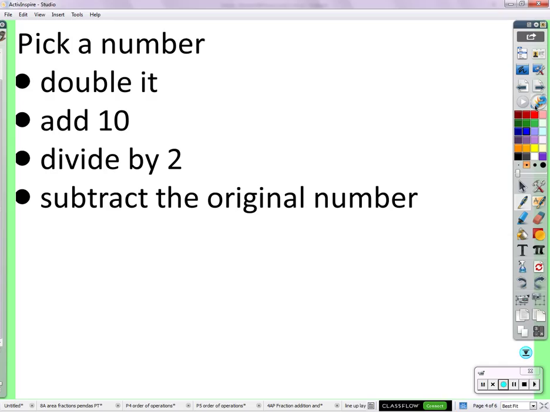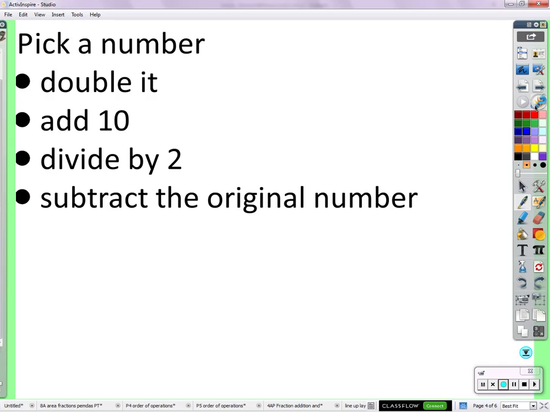How about where I have you add? What do you wind up with at the very end? What's the number you wind up with? 8. Not this one. 5. What do you know about 10 and 5? 10 divided by 2 is 5. Did you divide by 2? Yes. So what I'm kind of having you do is make a number and then undo all the stuff that I just had you do to that number. Not a big mystery there.